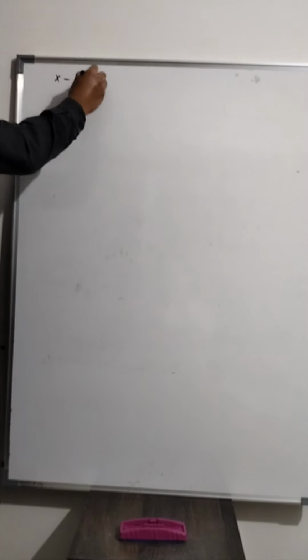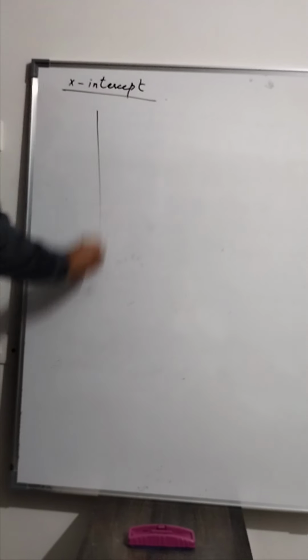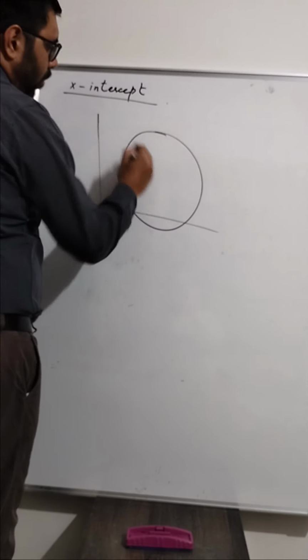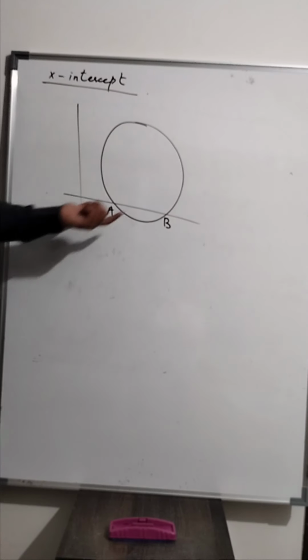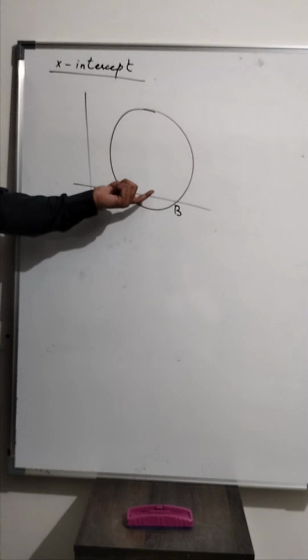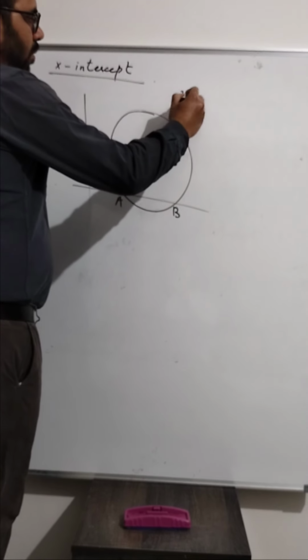Now let's come to the concept of x-intercept of a circle. What do you mean by x-intercept? Basically, whenever we draw a circle, suppose the circle cuts the x-axis at 2 points. So these 2 points are A and B. The portion of the x-axis which is cut by the circle, the length of that portion is called the x-intercept. Here I will derive the formula for the x-intercept.